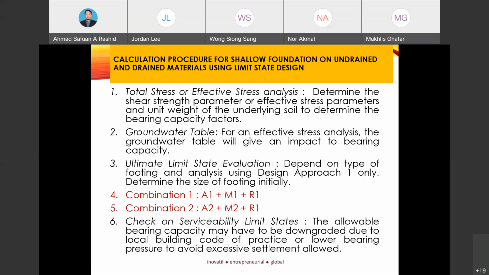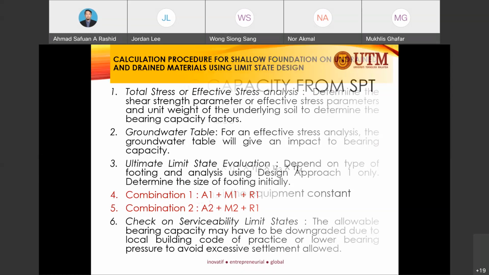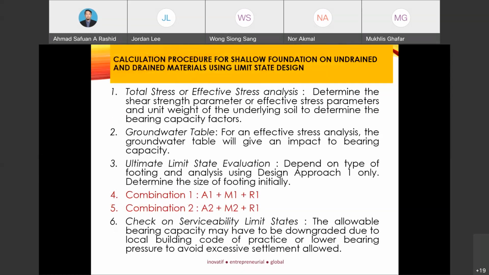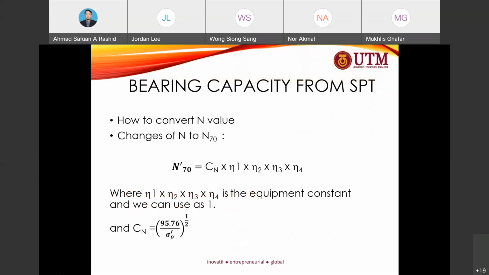This is for what we call direct methods, meaning that we use calculation. Then we have an indirect method, which is the empirical approach. By using the SPT value, we can determine the bearing capacity.